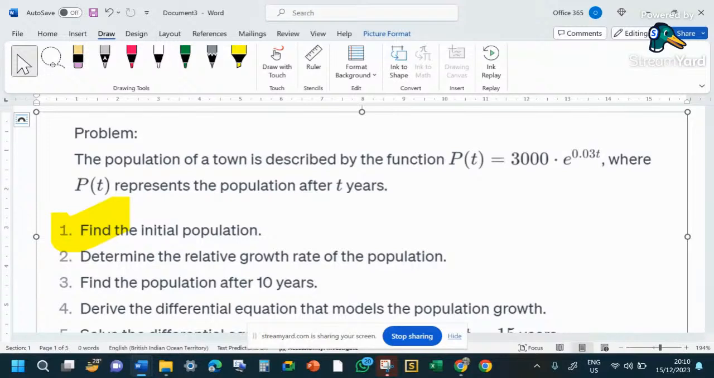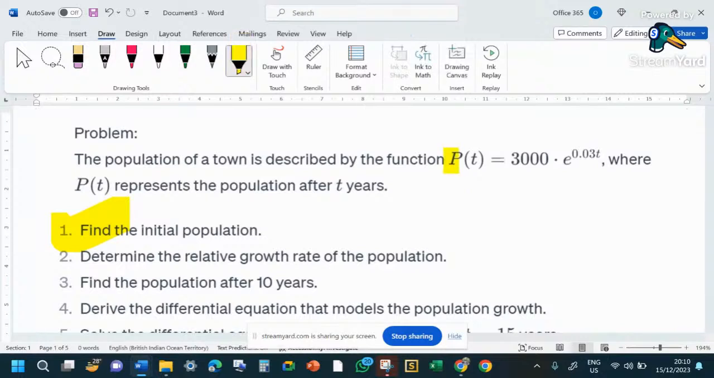Okay, so this is the question. The population of a town is described by the function P of t equal to 300 times e raised to 0.03 t. So this is our function where P of t represents the population after t years.